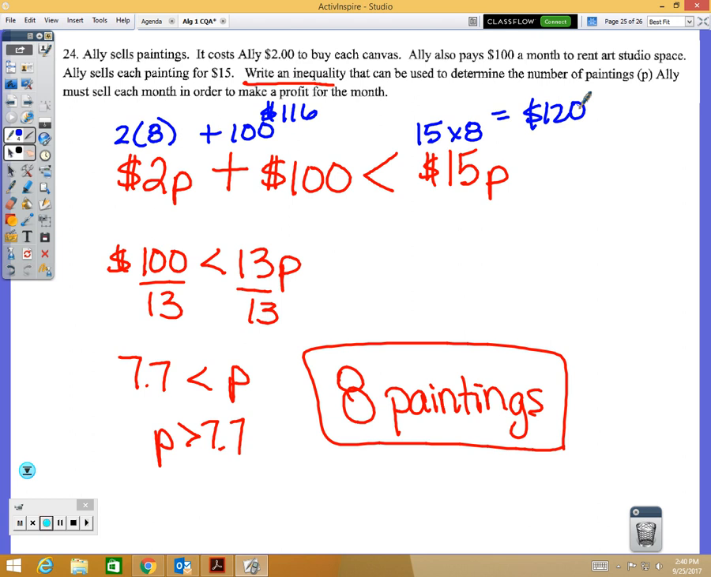She's going to want to sell more than 8 paintings a month, right? Well, if she sold 80 paintings, think about how much money she'd make. $15 is not much for a painting. All right, question.